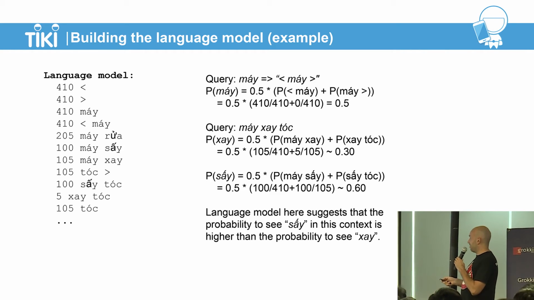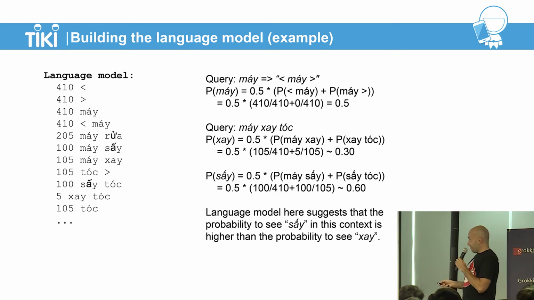And the probability to see my in the end of sentence is equal to the count of times we saw my in the end of sentence divided by the count of times we saw end of sentence. So my never happened in the end of sentence in our language model, but the end of sentence happened 410 times because we totally had 410 sentences. So the total probability would be 0.5 multiplied by 1 plus 0, so it's 0.5. This is the probability of the word my happening in this context.